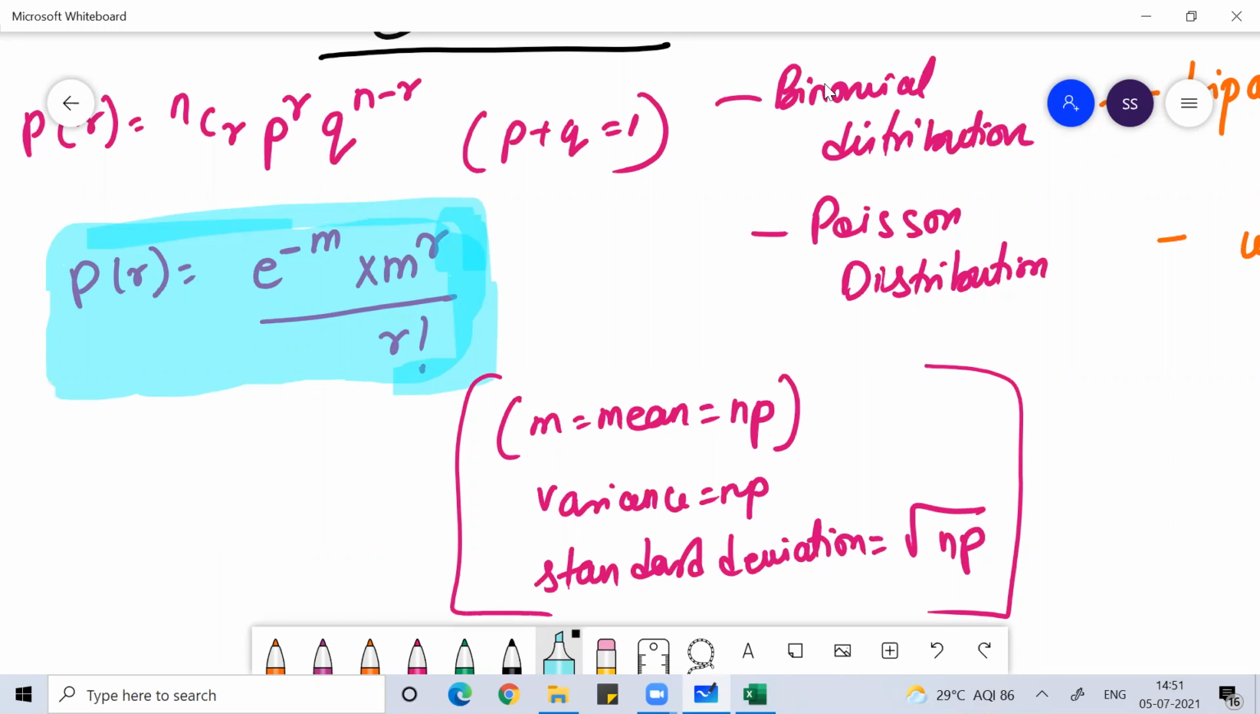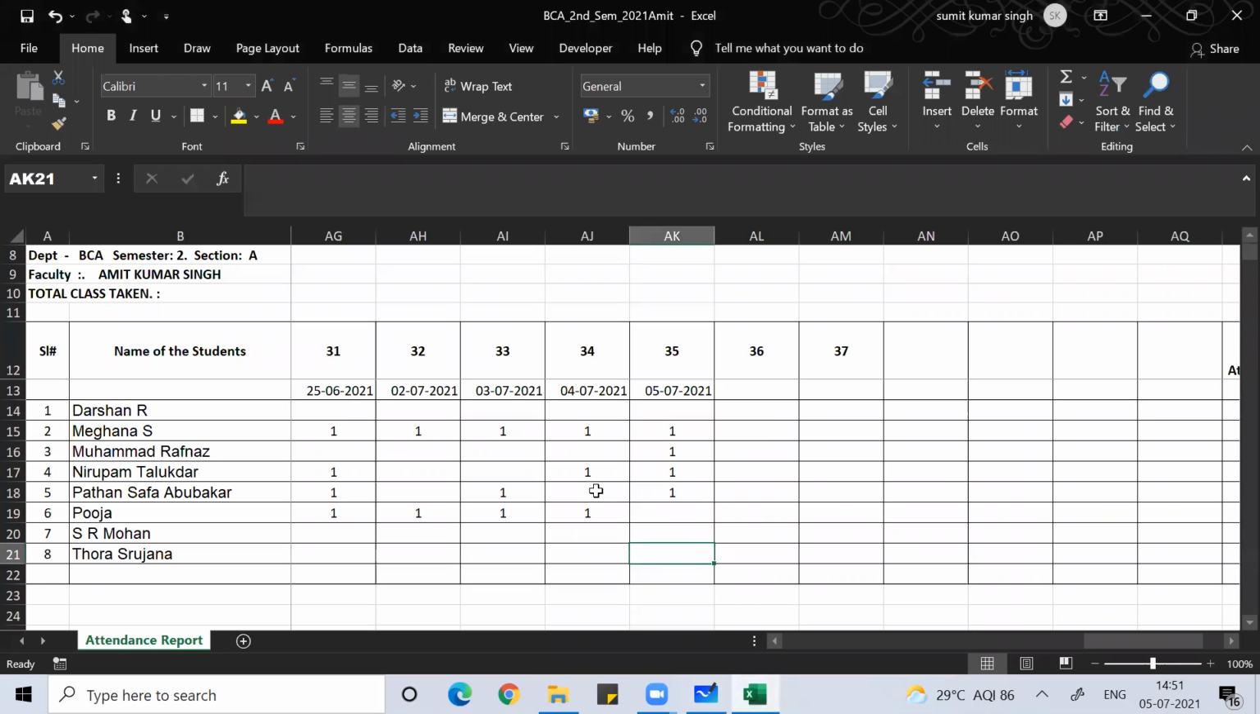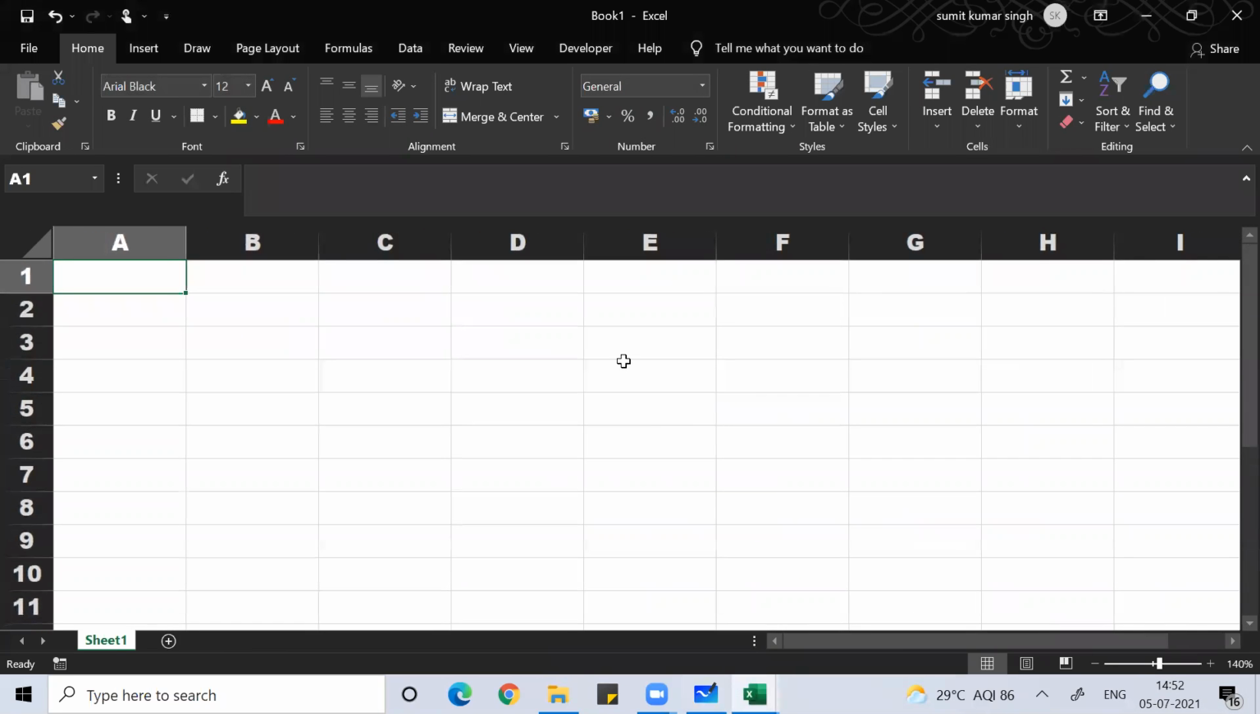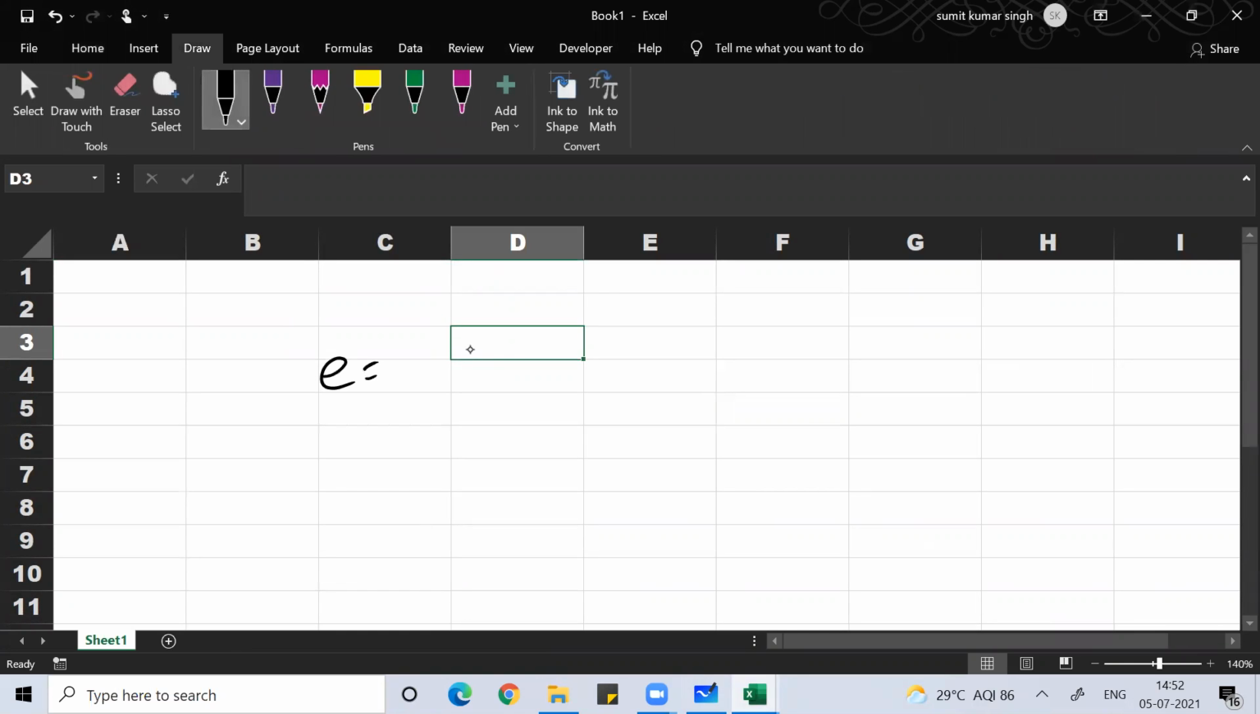e is basically an irrational number. What is e basically? It's the inverse of the natural logarithm. e is called Euler number, and it is an irrational number. I believe you are all mathematics students, so you understand what an irrational number is.